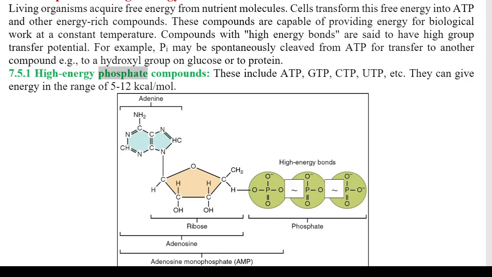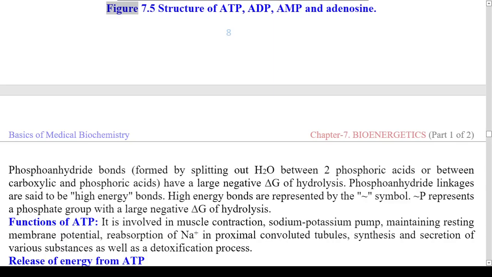7.5.1 High energy phosphate compounds. These include ATP, GTP, CTP, UTP, etc. They can give energy in the range of 5-12 kcal/mole. Figure 7.5 Structure of ATP, ADP, AMP, and adenosine. Phosphoanhydride bonds, formed by splitting out H2O between two phosphoric acids or between carboxylic and phosphoric acids, have a large negative ΔG of hydrolysis. Phosphoanhydride linkages are said to be high-energy bonds.